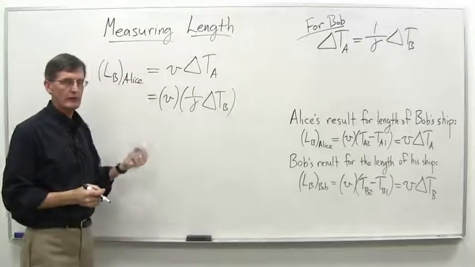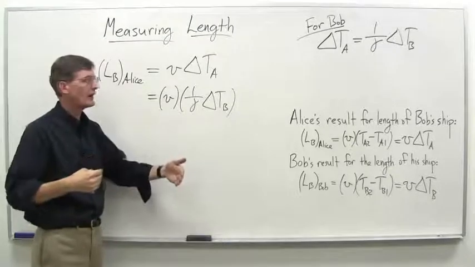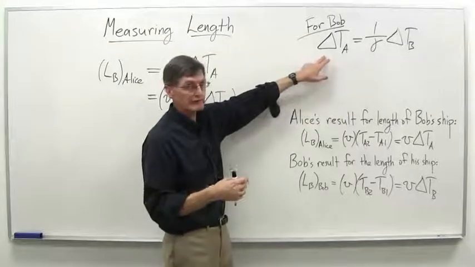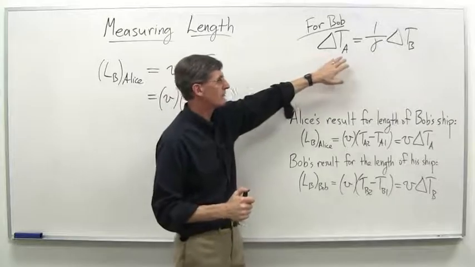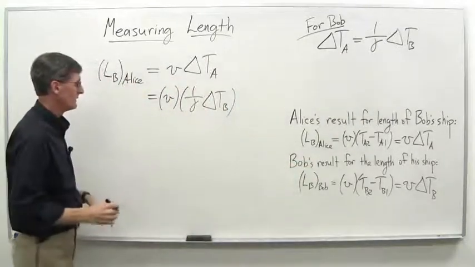In other words, remember Bob says, Alice, your clock is running too slowly. Therefore, the elapsed time will be less. Remember, gamma is greater than 1. So from Bob's perspective, this is his explanation for why Alice's clock is running too slowly. It's running too slowly by a factor of 1 over gamma. So we put that in here.